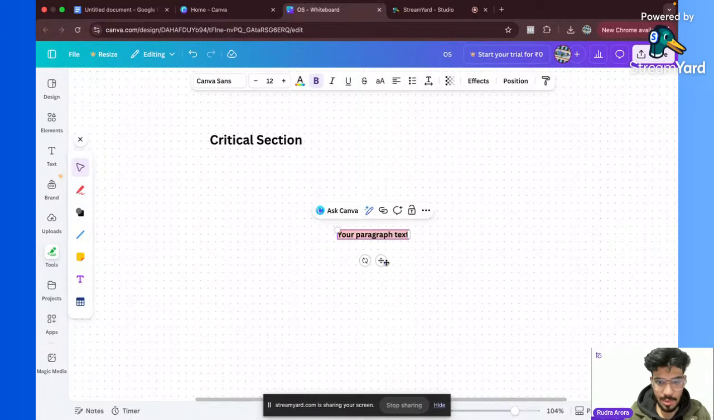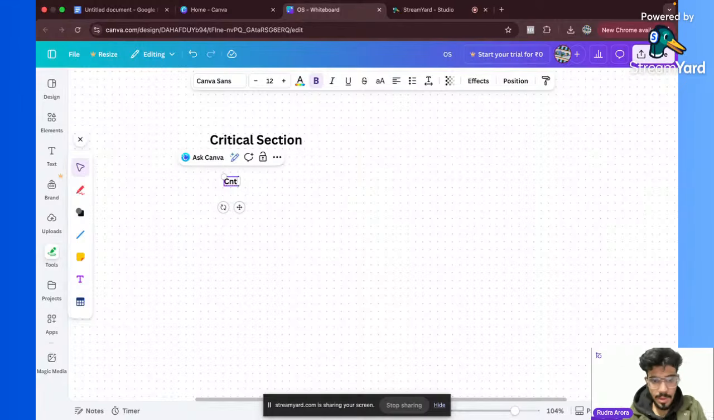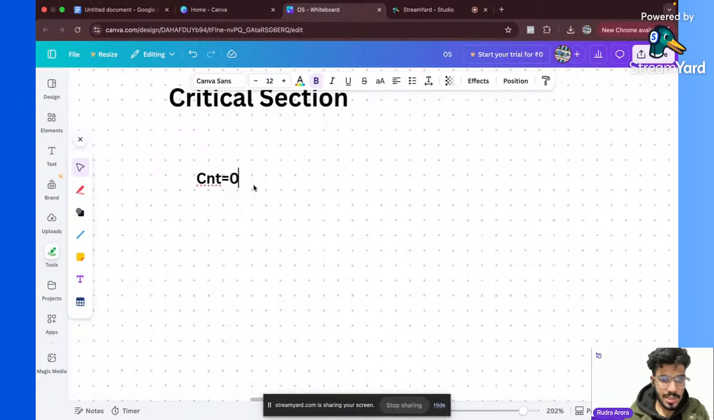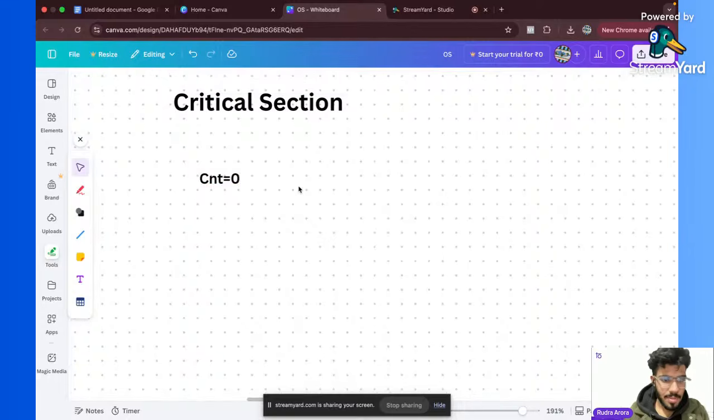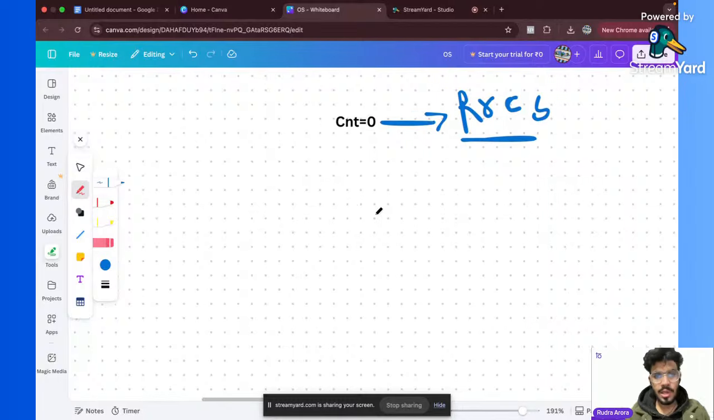Let's suppose there is a counter, a count variable, which is initially 0. You can think of it as a resource, a shared resource.